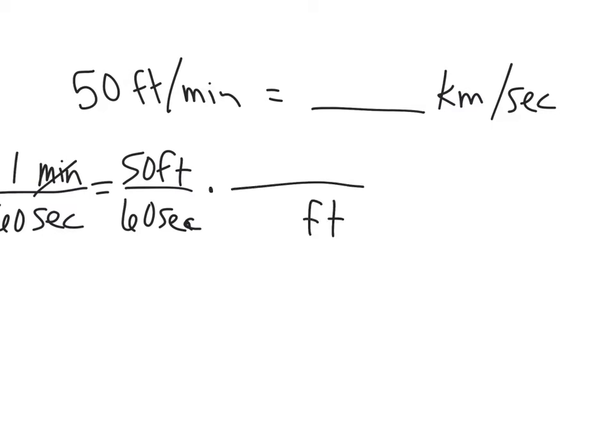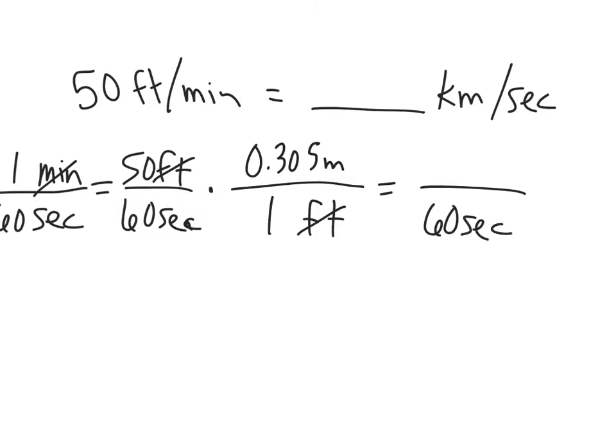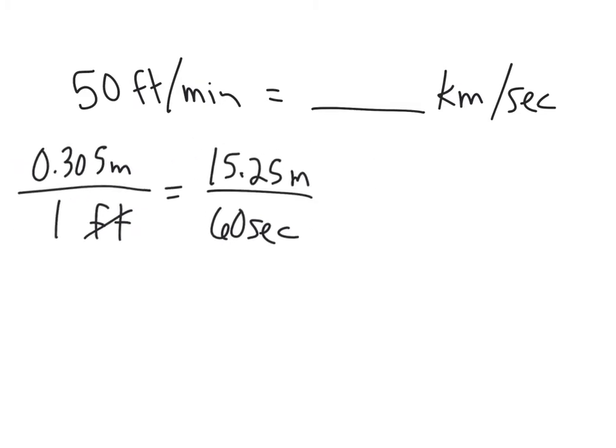So the feet we need to change to kilometers. One of the conversions on your reference sheet in your book is converting feet to meters. So 1 foot is 305 thousandths of a meter. That'll get the feet to cancel out. And if you multiply that, it's 15.25 meters per 60 seconds.